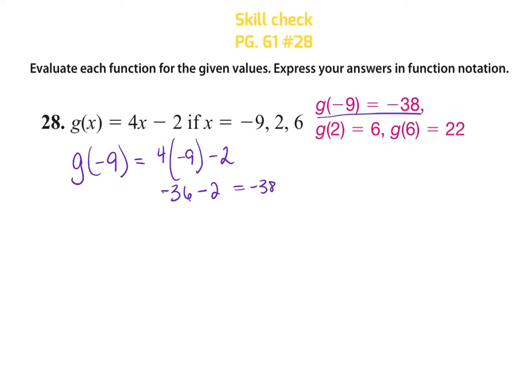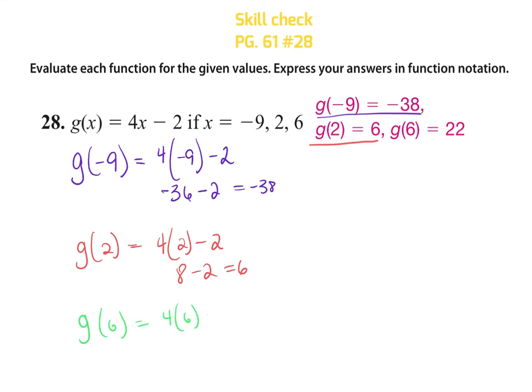The next one, g of 2, you're going to plug in a 2 there. 4 times 2 minus 2, you get 8 minus 2, which gives you 6. That's where we got this one. And then the last one, g of 6, you would say 4 times 6 minus 2, which is 24 minus 2, 22, which is where they got this one. So you're just plugging it in and then do order of operations.